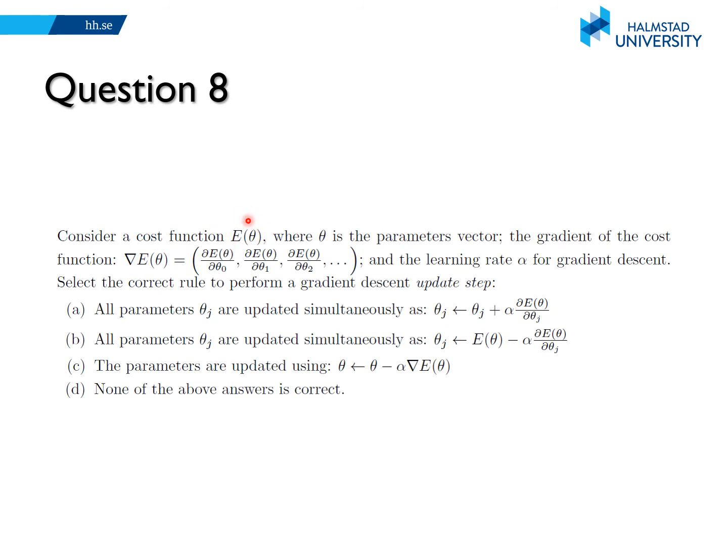You have a cost function that you want to minimize. What is the gradient descent update rule to do that?